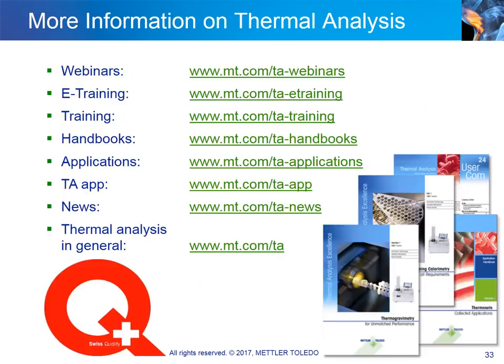In addition, you can access webinars, application handbooks, or information of a more general nature from the internet addresses given on this slide, ensuring that you are always fully up to date in thermal analysis.